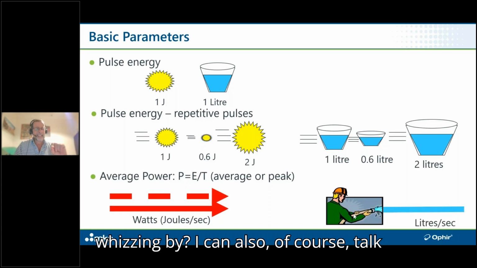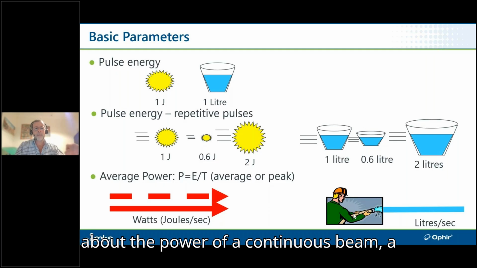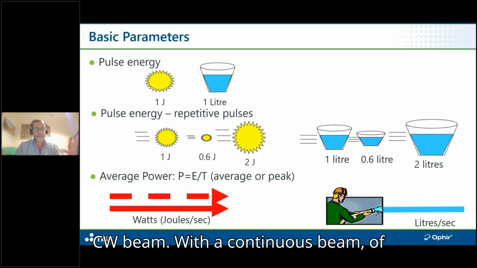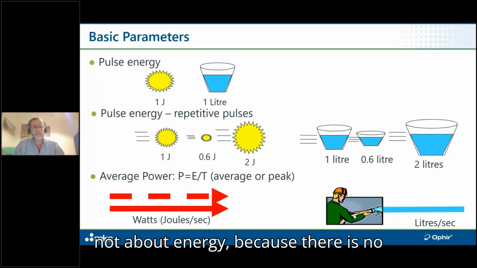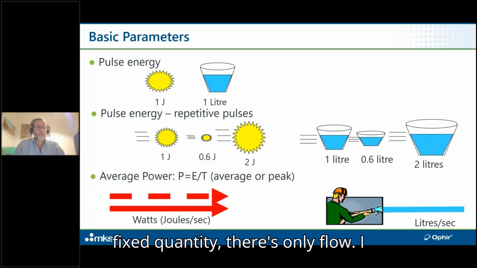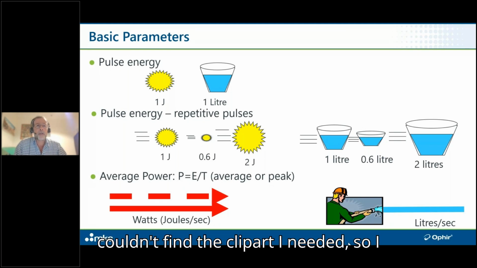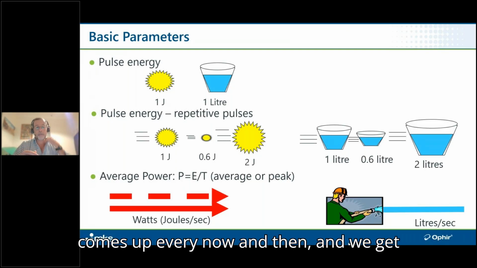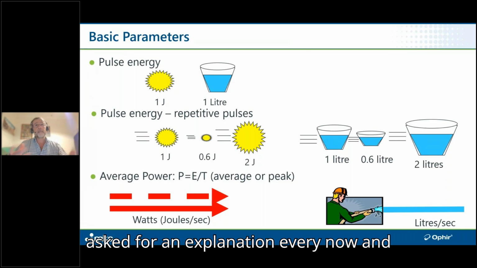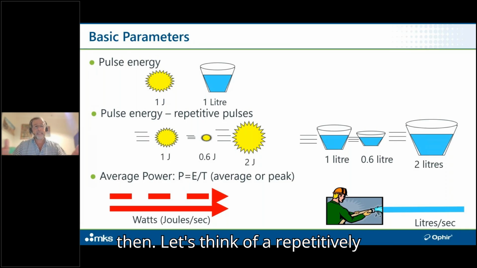Now, just a little clarification because this comes up every now and then, and we get asked for an explanation every now and then. Let's think of a repetitively pulsed beam where each pulse has 1 joule of energy and they're coming in at 1 hertz, 1 pulse per second. So the power, and I'm going to call it the average power of my beam, is the rate of flow of energy, 1 joule per second, 1 watt. That's the average power of my beam.